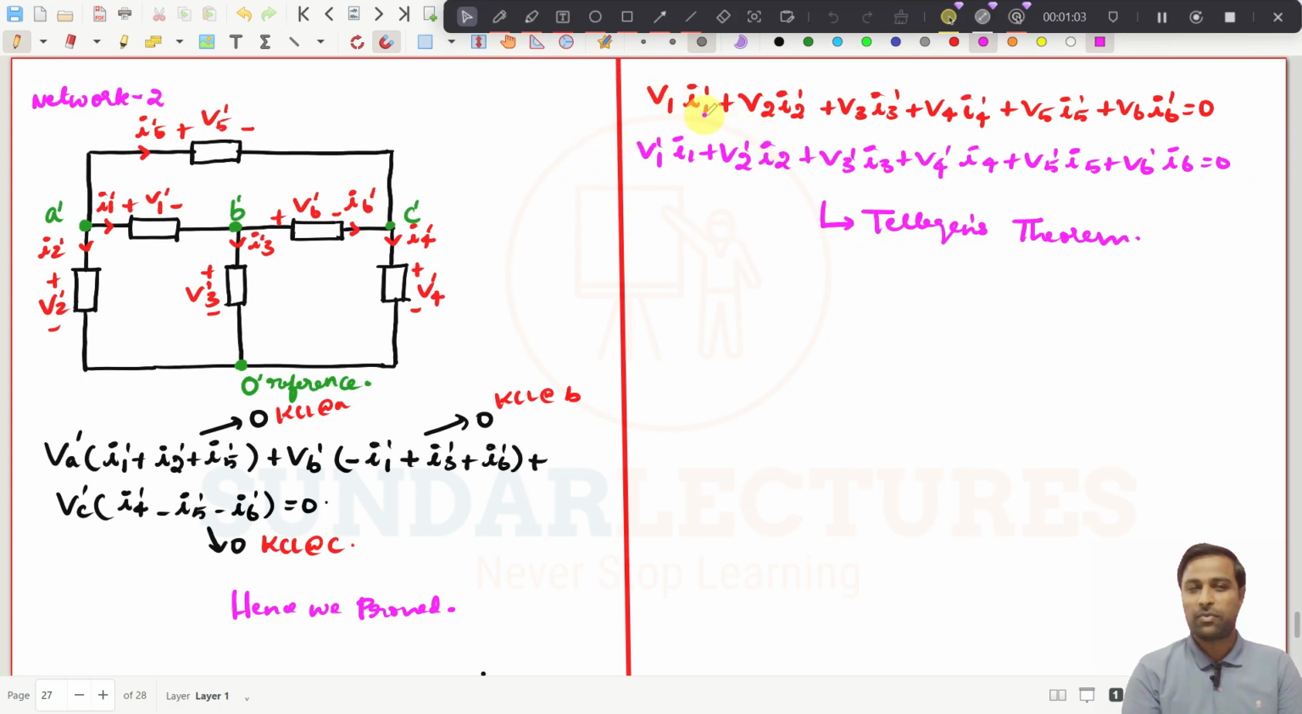See, V1 I1 dash means the first network voltage and the second network current, plus the first network voltage in the second branch and the second network current in the second branch, and then we have written it like this. That should be equal to, maybe these zeros can be cancelled out, right? So we can equate these two. That is the whole idea. That is what the intelligence theorem actually means.